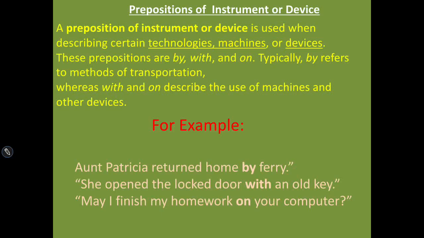She opened the locked door with an old key. What is old key here? Old key is an instrument. May I finish my homework on your computer? What is computer here? A machine. So we are using by for means of transportation, with we are using for an instrument, and on we are using for a machine.